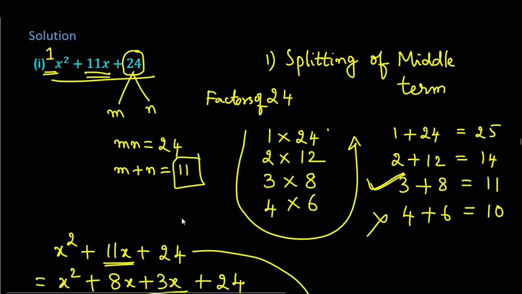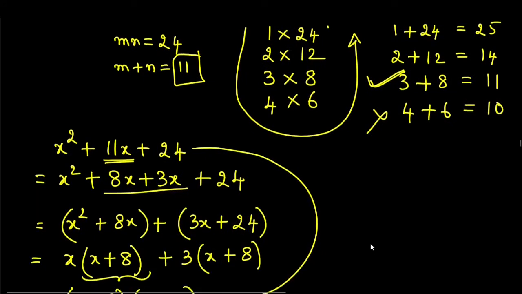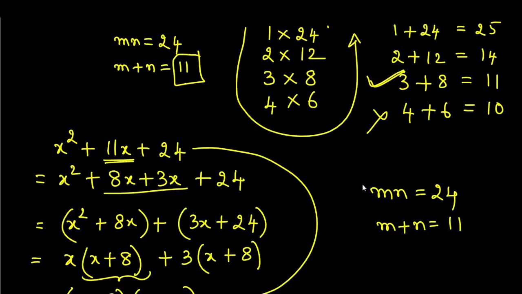To find the factors, we wanted two numbers whose product is 24 and whose sum is 11. We have made trials by finding the pair of factors of 24 and checking the sum of those factors. We are able to find 3 and 8 are the suitable numbers satisfying these two conditions.